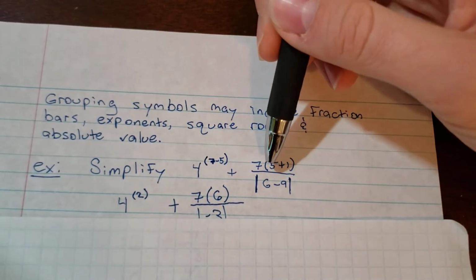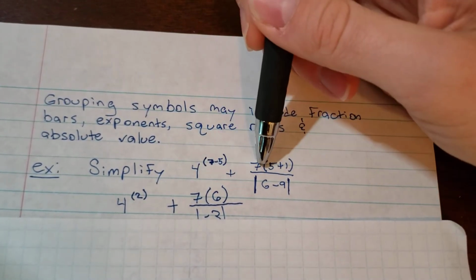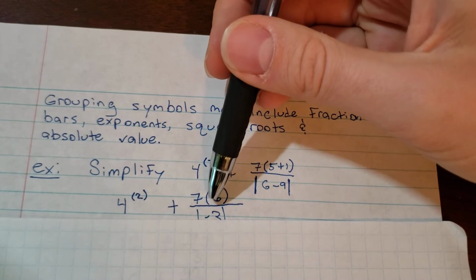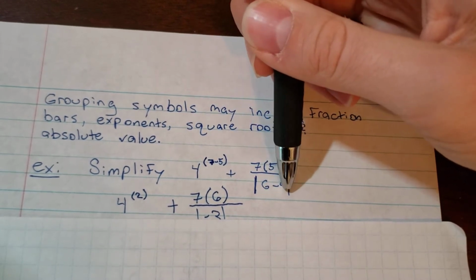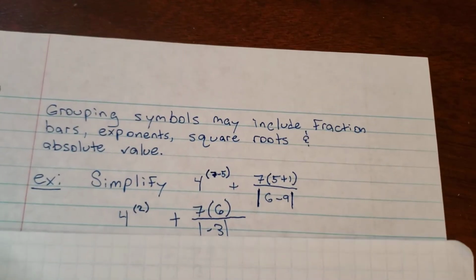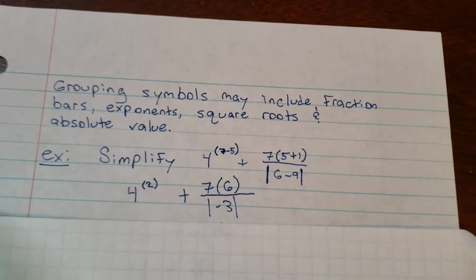4 to the second power. And then I've got 7 here. 5 plus 1 is 6. Then 6 minus 9 is negative 3. I'm going to take the absolute value of that business, though.